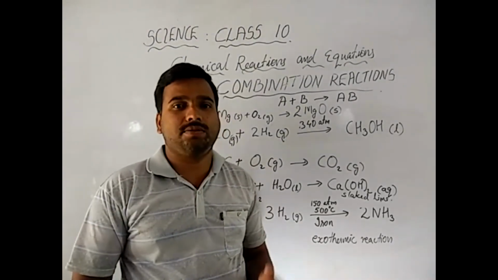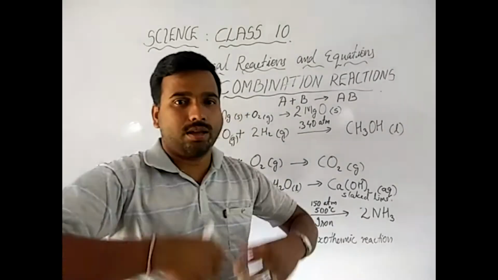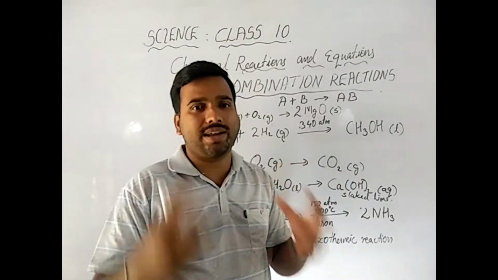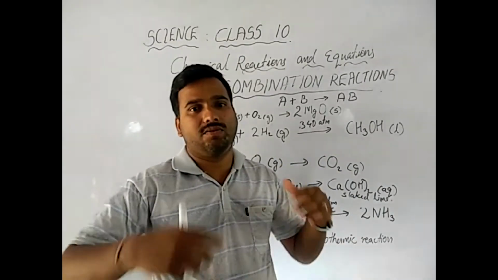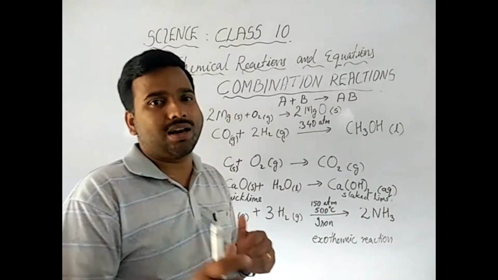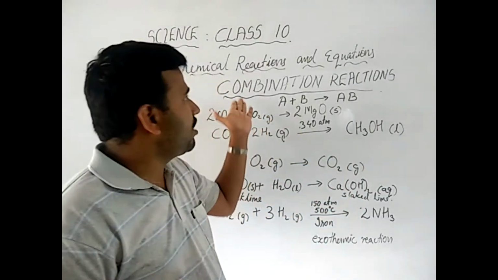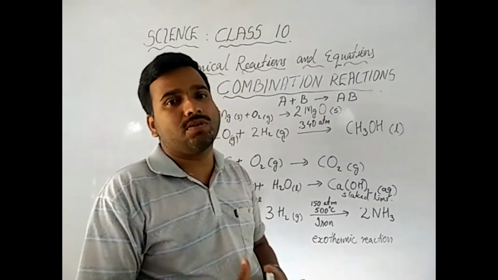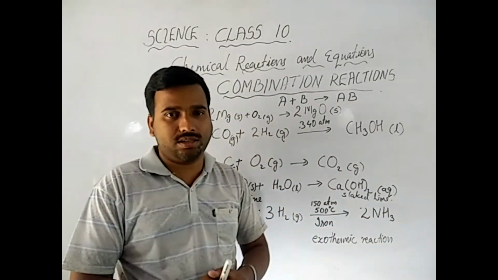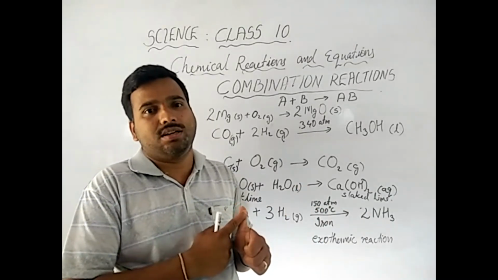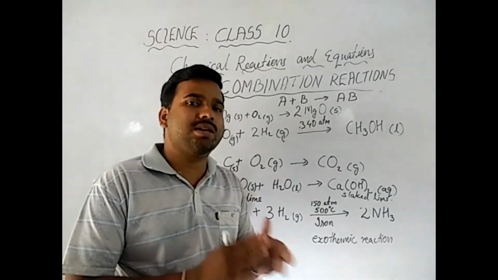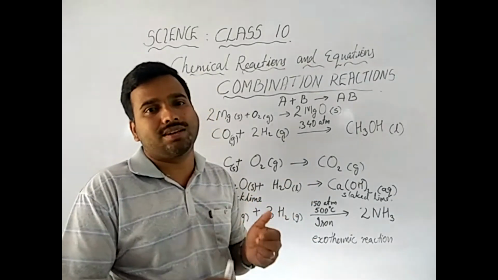Hello dear students, in today's video we are going to discuss different types of chemical reaction. We have already discussed what a chemical reaction is and what information we can get from a balanced chemical equation. Now we are going to discuss different types of chemical reactions. We can classify them into combination reaction, decomposition reaction, displacement reaction, double displacement reaction, and redox reaction.